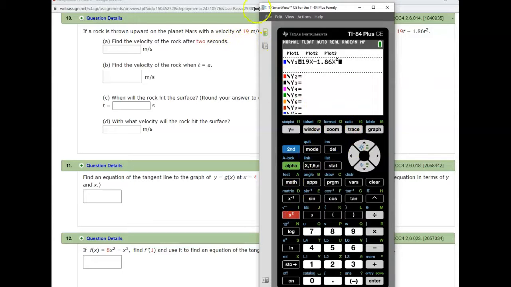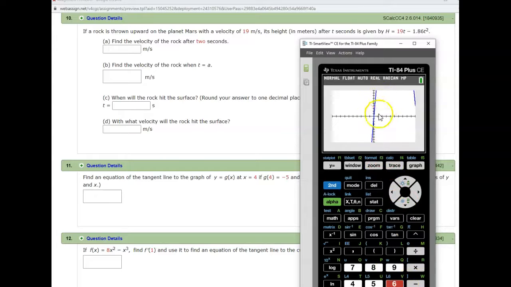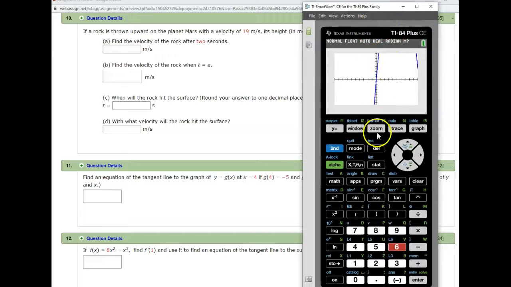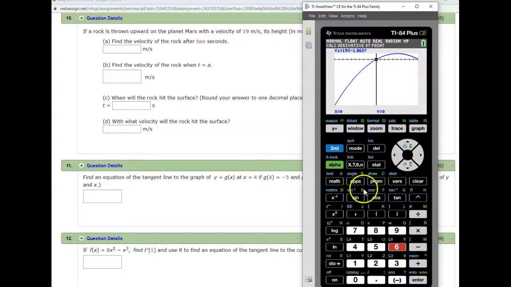So I want to find the velocity, and it says after 2 seconds. So if I just do a zoom 6, I should be able to find the velocity here. I can't really see it. If I do a zoom 0, it puts it in my window. Zoom 0, so that I can see what I'm looking at. So I have a nice parabola, and this curve is the height above the surface. So I want after 2 seconds. So that's second, calc, dy/dx, that's 6. After 2 seconds.